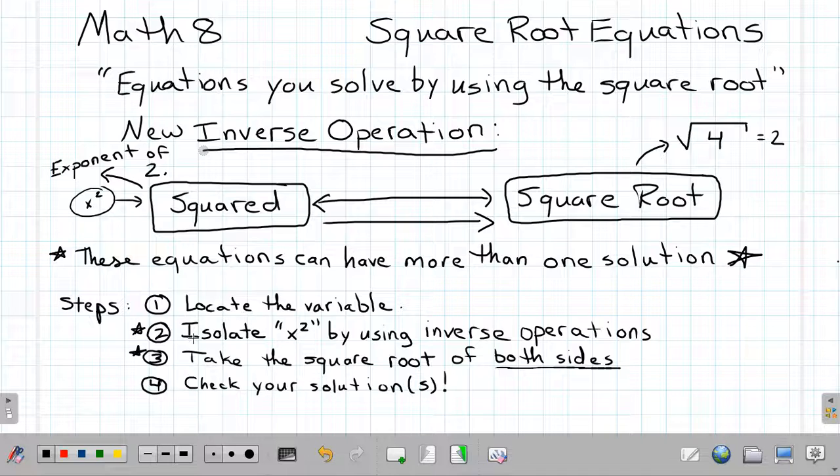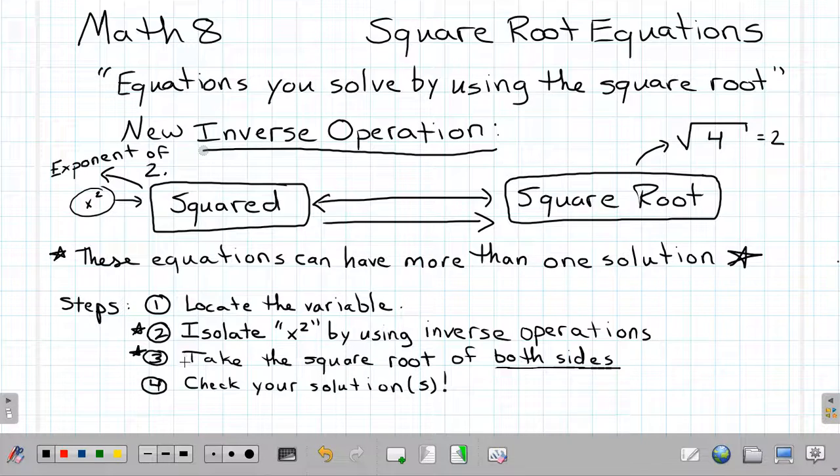The second step says to isolate, in quotation marks, "x squared," because most of the time when we see a variable in algebra, we see it as an x. But I put that in quotations to say, whatever the variable is, it could be m squared, t squared, y squared, p squared, whatever variable you can think of. It's kind of a placeholder for the variable squared, and then you just use the inverse operations we know from before: adding, subtracting, multiplying, dividing, depending on what you're doing in the equation, okay?